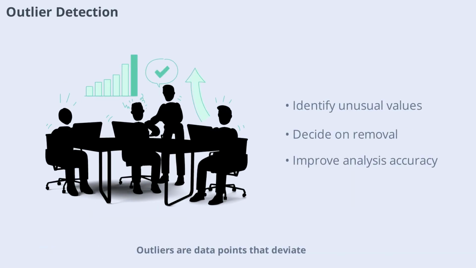Outliers are data points that deviate significantly from the rest of your dataset. They can result from errors or represent rare but important events. Detecting and handling outliers is essential, as they can distort statistical analyses and model performance. Common techniques include visualization, statistical tests, or setting thresholds. Depending on the context, you may choose to remove, transform, or keep outliers for further investigation.